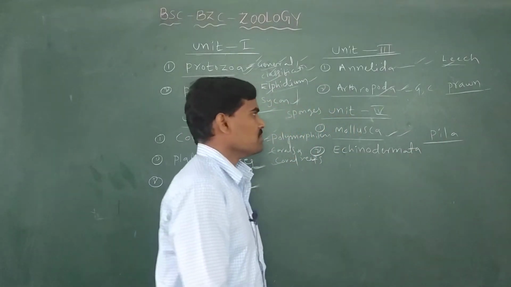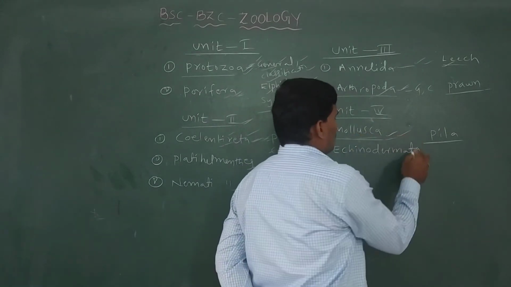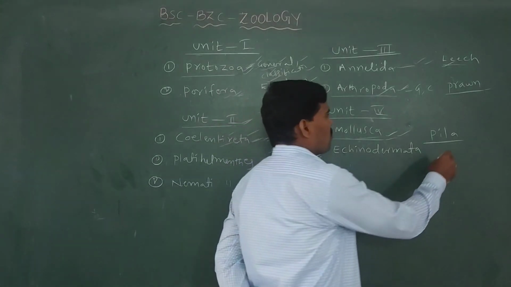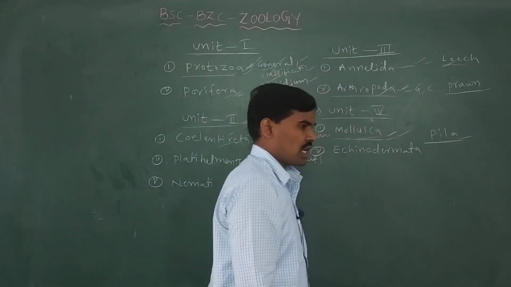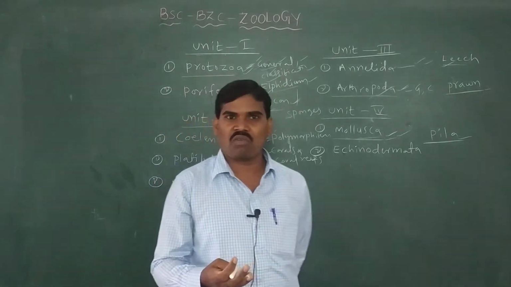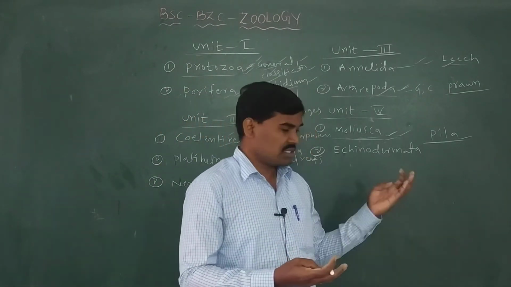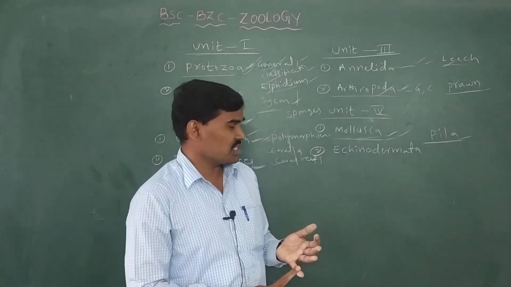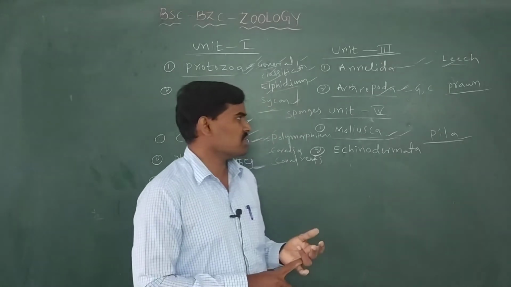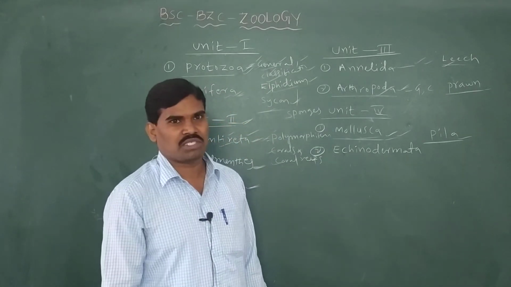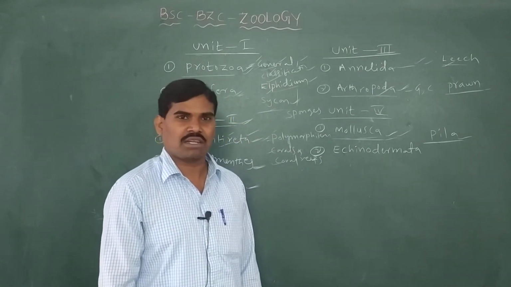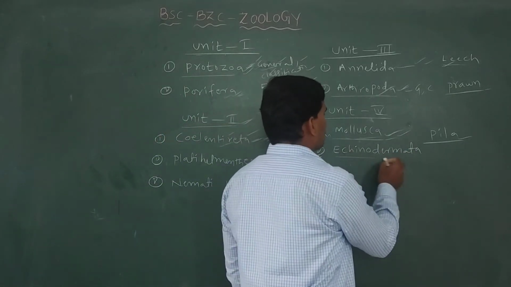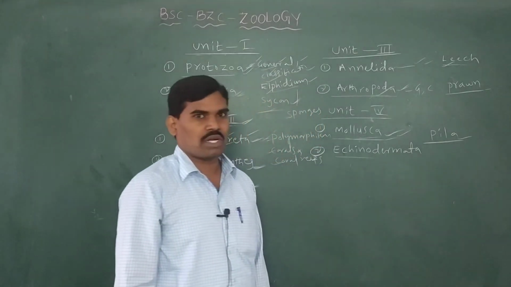So for the phylum Mollusca, the general characters and classification are explained, with one type study, Pila globosa: external morphology, then respiratory system, circulatory system, nervous system, and reproductive system, and pearl formation, and torsion and detorsion are also explained in the Molluscan phylum. And the next and last chapter of the fourth unit is Echinodermata.